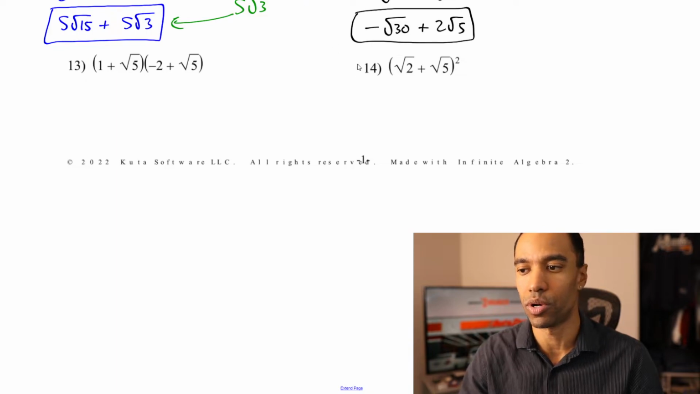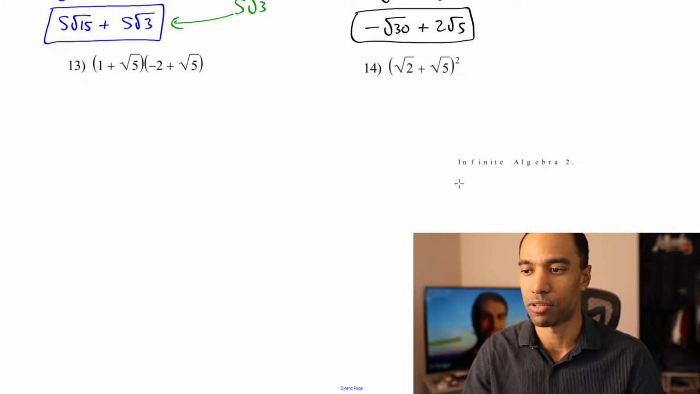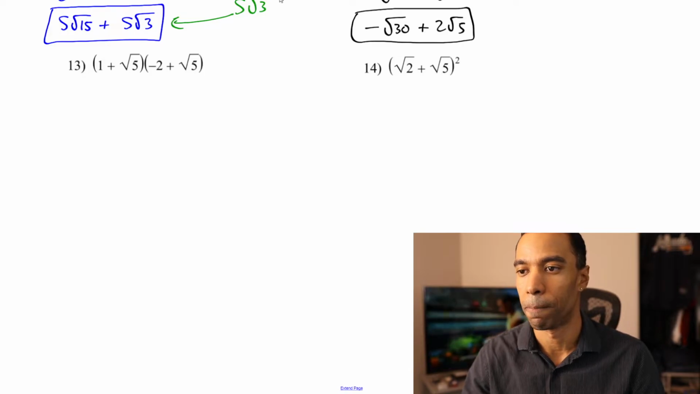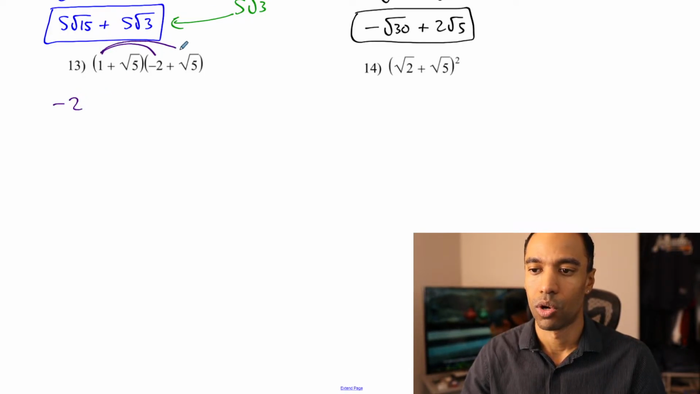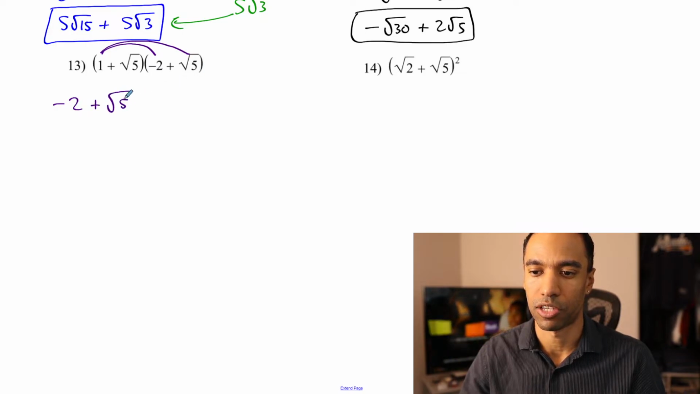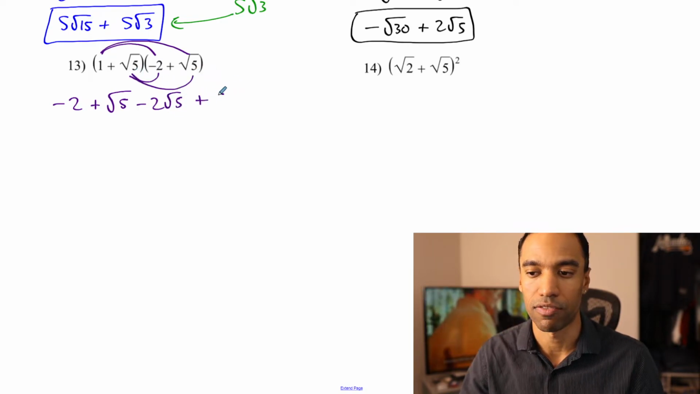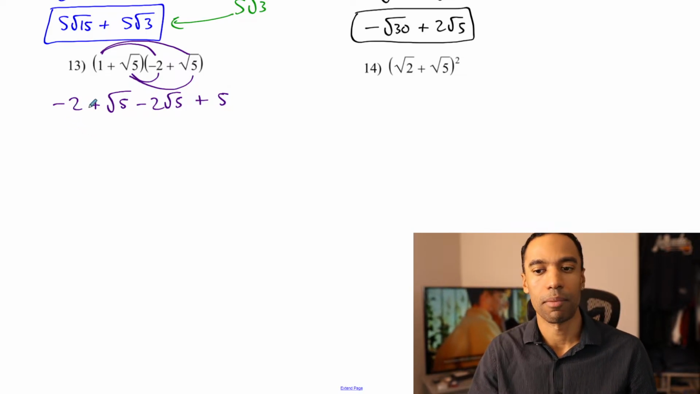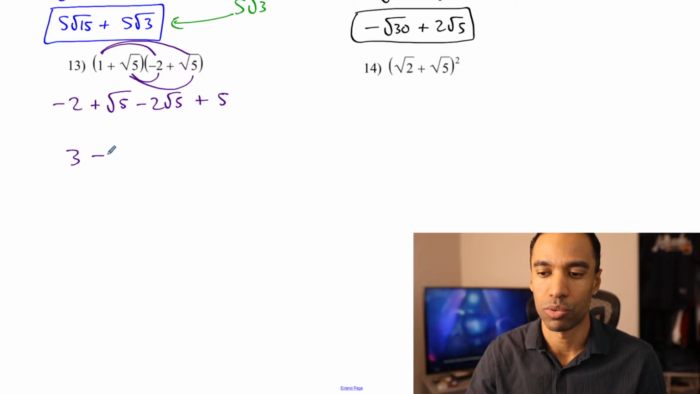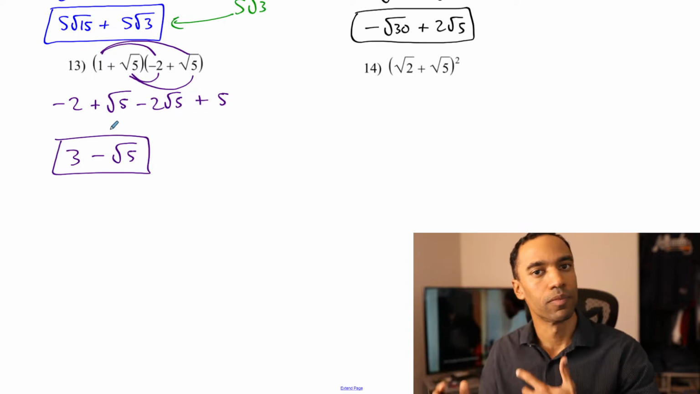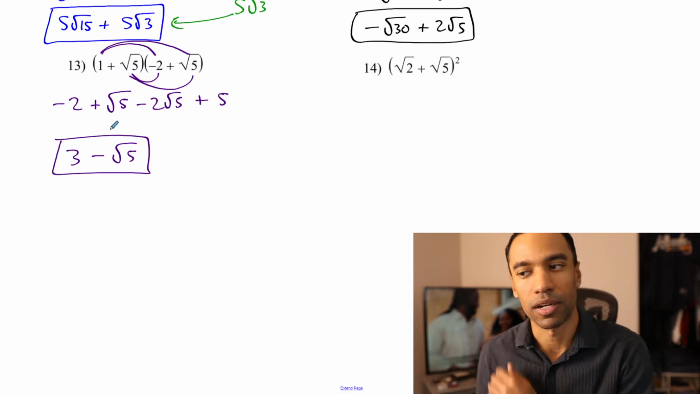All right, the next two I'm going to be able to FOIL. I'm going to be able to distribute this where first, outside, inside, last. Well, this one I get to. And that will give me 1 times negative 2, which is negative 2. 1 times root 5, which is root 5. Root 5 times negative 2 is negative 2 root 5. And root 5 times root 5, we talked about that kind of thing. That's 5. So some rational numbers come out from it, and I can do negative 2 plus 5, which is 3. And root 5 minus 2 root 5 is negative 1 root 5. So 3 minus root 5.